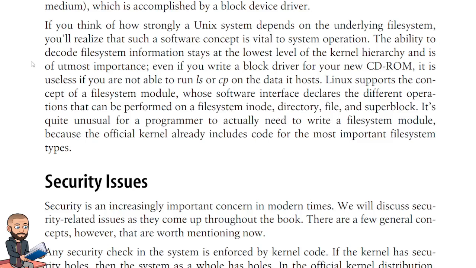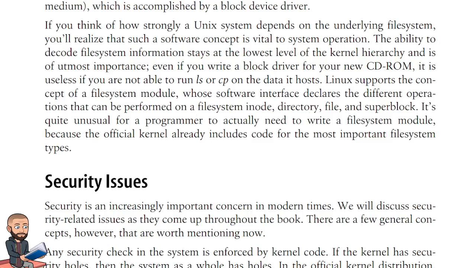Even if you write a block driver for your new CD-ROM, it is useless if you are not able to run ls or cp on the data it hosts. Linux supports the concept of a file system module whose software interface declares the different operations that can be performed on a file system inode, directory, file, and superblock.